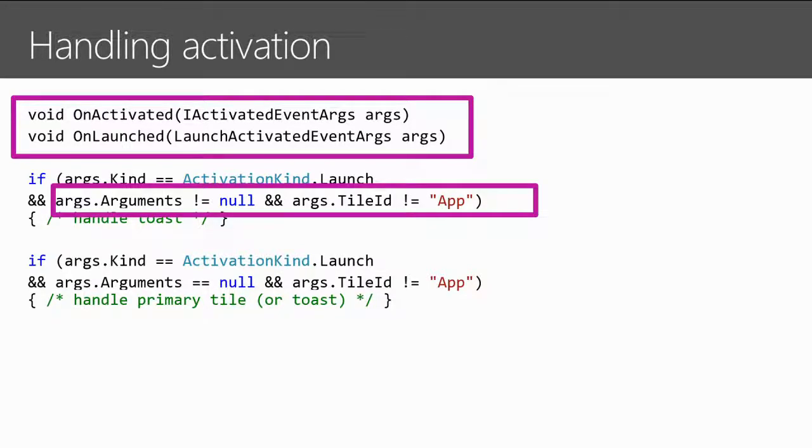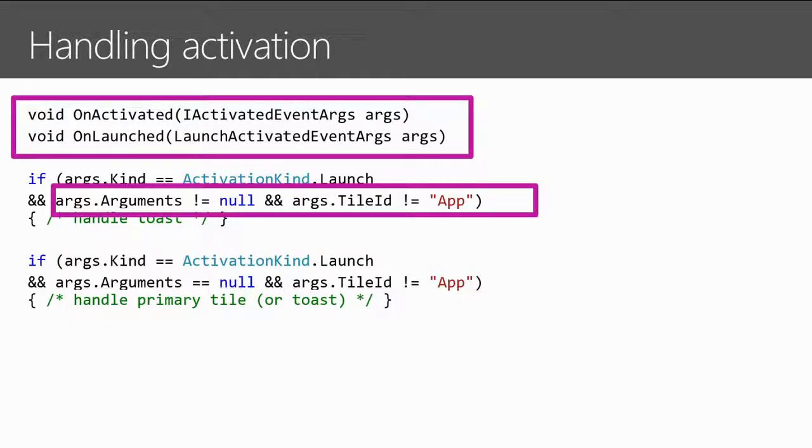First I can say, okay, something is coming in. Are there any arguments for it? Well, first I'll ask, what's its tile ID? Remember, app is the default tile ID that every primary tile gets. It's just called app. Well, it turns out that's also what all the toasts get as well. So now I can't really tell the difference. I tap on my primary tile, I get an app. I tap on my toast, and I get an app as well. And I need to be able to differentiate those somehow.